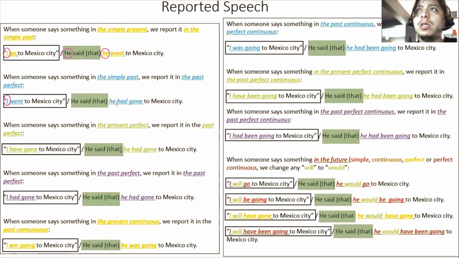I went to Mexico City. He said that he had gone. I have gone. He said that he, okay? It's always the same. I had gone. He said that he, okay? I am going. He said that he. Remember, that's a different person. I was going. He said he. I have been going. I is changed for he.